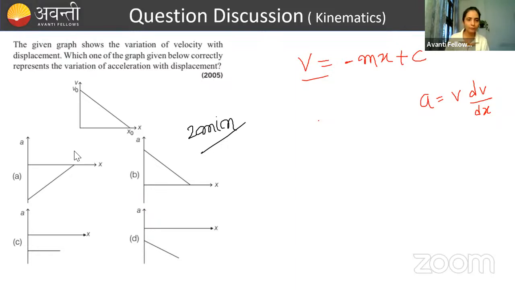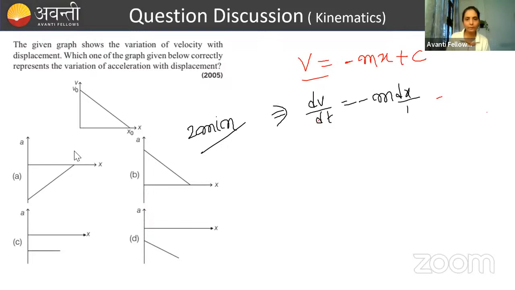Okay, let's do one thing, we have this equation, right? Doing questions is how you get the idea. So doing questions is very important, even if you are not able to reach here, it's okay. So differentiate it with respect to time. So dv by dt equal to minus m dx by dt plus dc by dt. C is a constant, right? So its differentiation will be equal to 0, and dv by dt is acceleration, equal to minus m v.